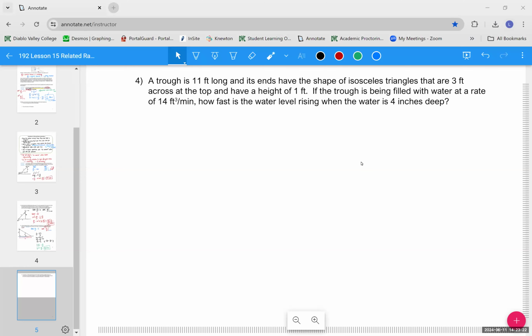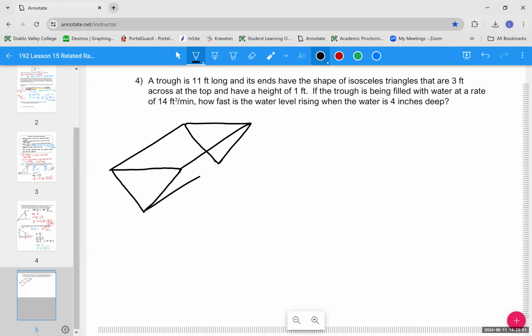All right, last but not least, we have the trough. The trough is 11 feet long and its ends have the shape of isosceles triangles that are 3 feet across the top and have a height of 1 foot. So, isosceles triangles, awesome. Probably not going to draw this to scale. But there is our trough.